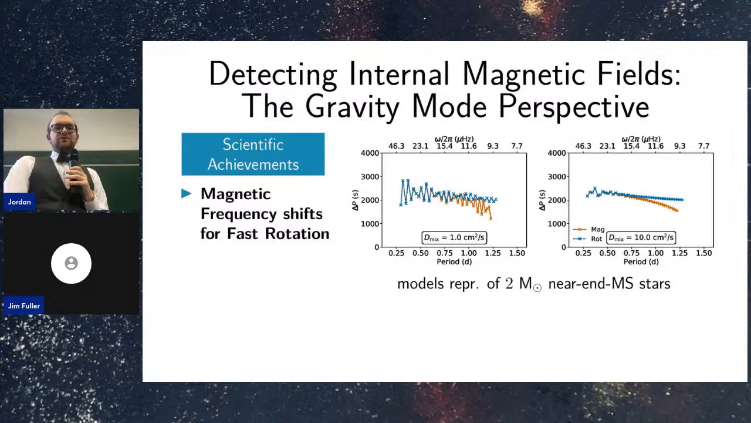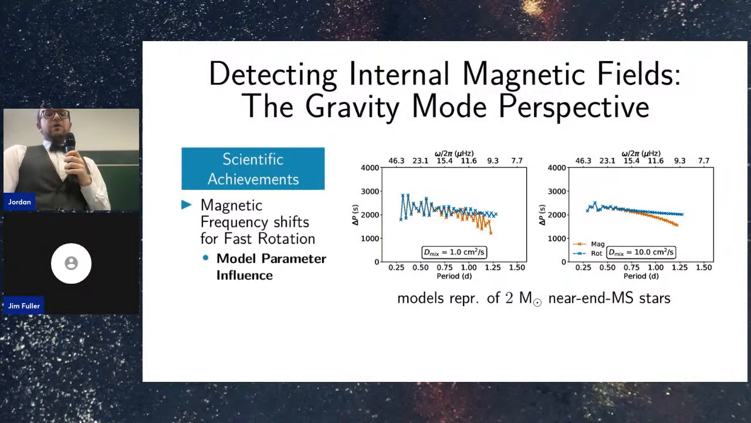And what we do in my third chapter of my thesis is look at how the frequencies of these specific modes are affected by the internal magnetic fields. And we did that while also considering the effect of fast rotation simultaneously. And this, at the time, was the first time such a study was done, while we also consider the influence of specific model parameters.